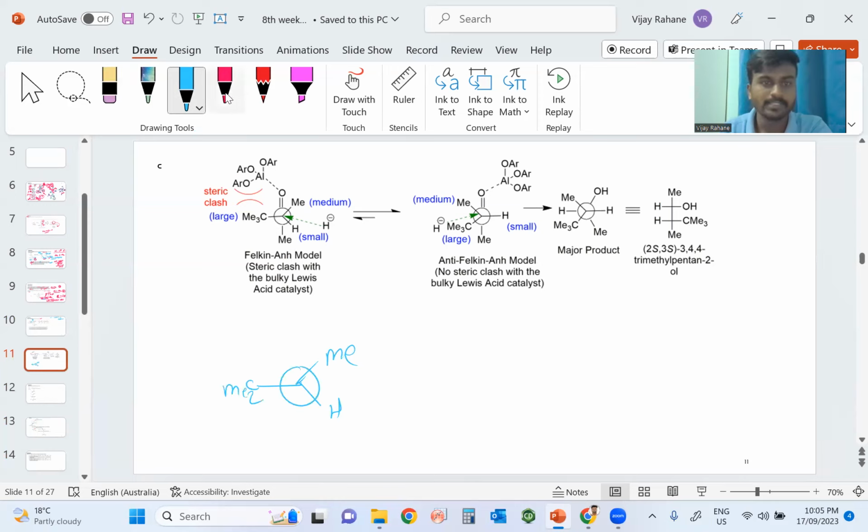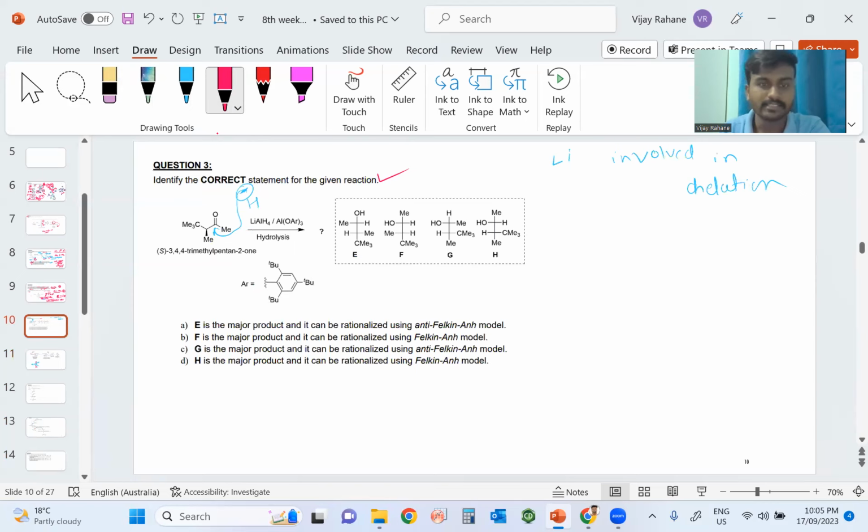The backside carbon will be the carbon with the carbonyl group, right? This methyl. And as we have seen here, the reagents are lithium aluminum hydride as well as AlOAr3. So lithium as well as aluminum, this cationic salt is always involved in chelate formation. Lithium, aluminum, zinc, particularly we will find examples based on these three predominantly. Potassium and sodium generally don't get involved in the chelation. So this point you have to keep in mind.